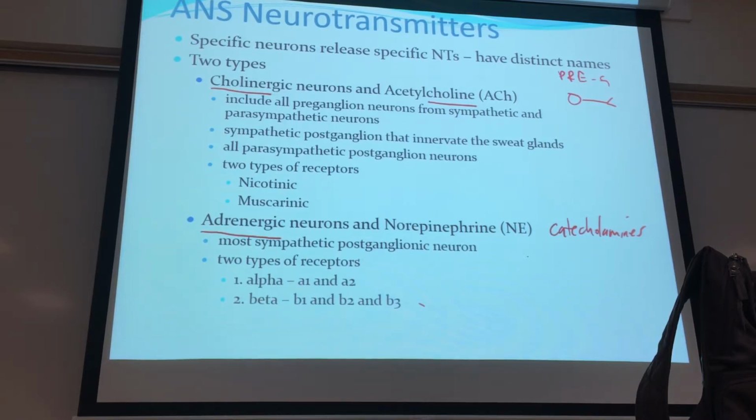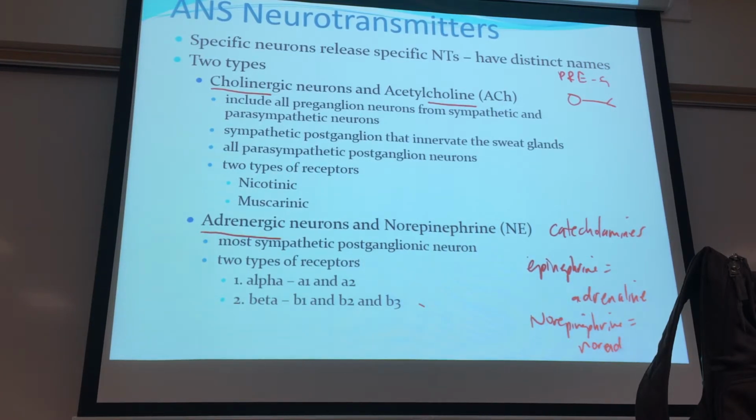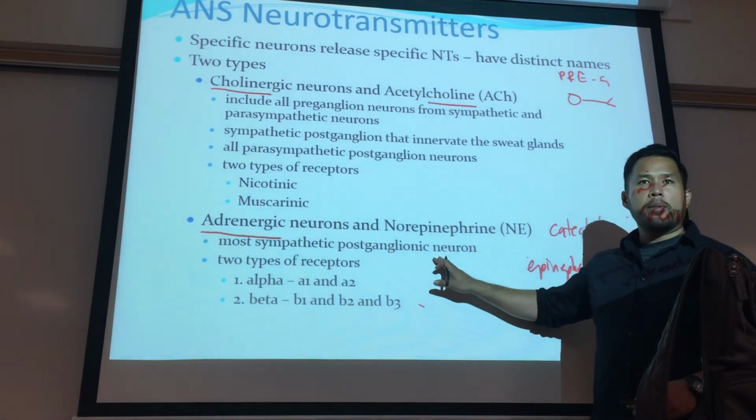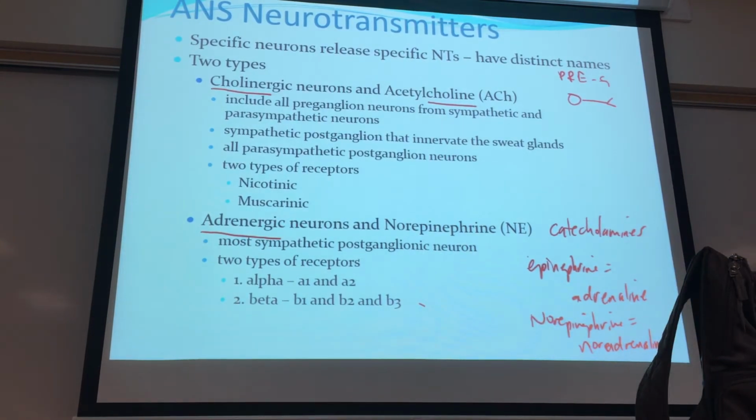Where epinephrine is also known as adrenaline, and norepinephrine is also known as noradrenaline. So in almost all cases, our sympathetic postganglion neurons will be secreting epinephrine or norepinephrine.